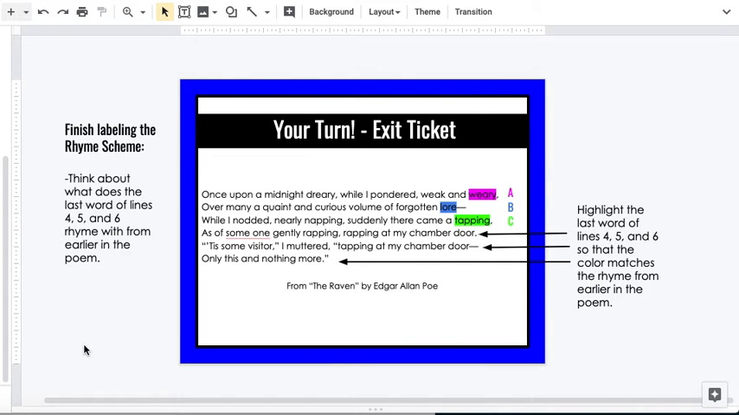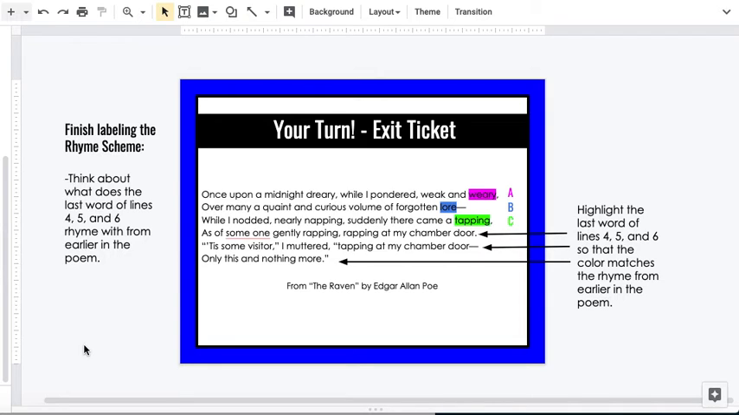Your exit ticket is looking at the beginning of the poem, The Raven, by Edgar Allan Poe. I'll read the poem out loud for you to help with hearing as well as seeing rhyming words. I've labeled your first three lines.